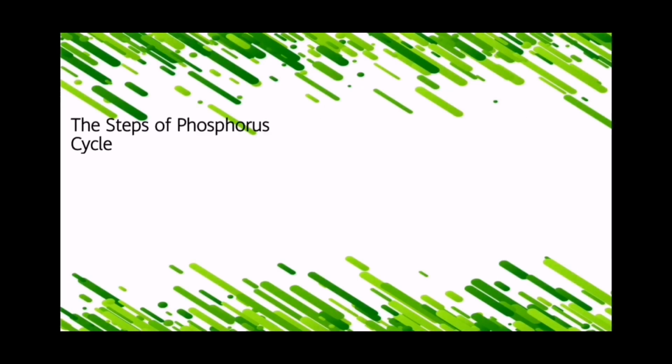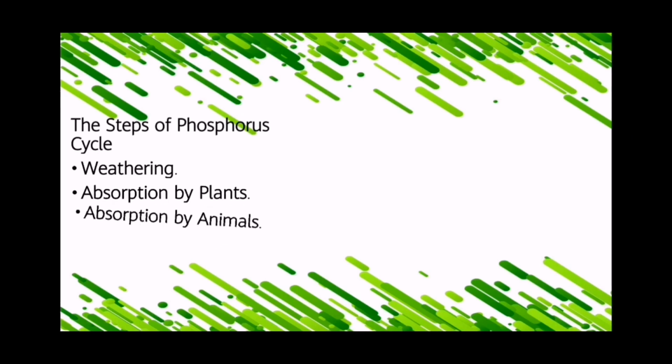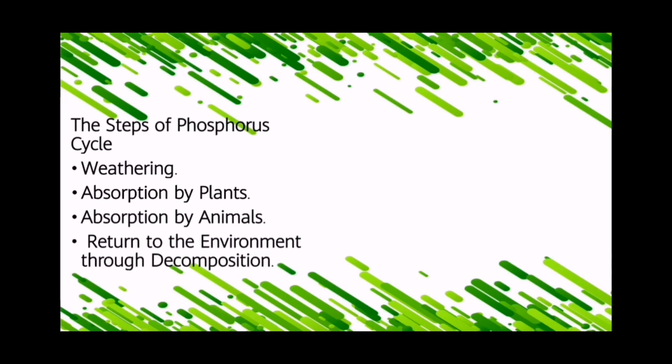The steps of the phosphorus cycle. First is weathering, then absorption by plants, absorption by animals, and return to the environment through decomposition.